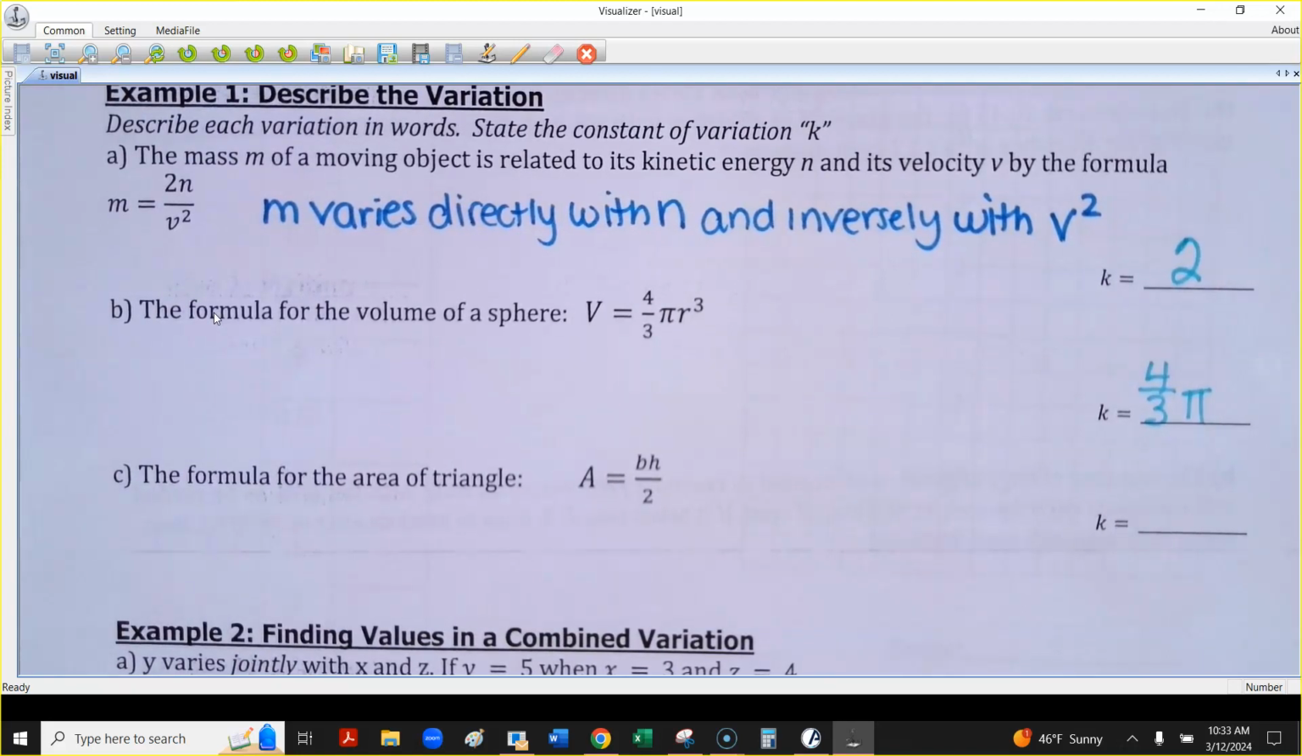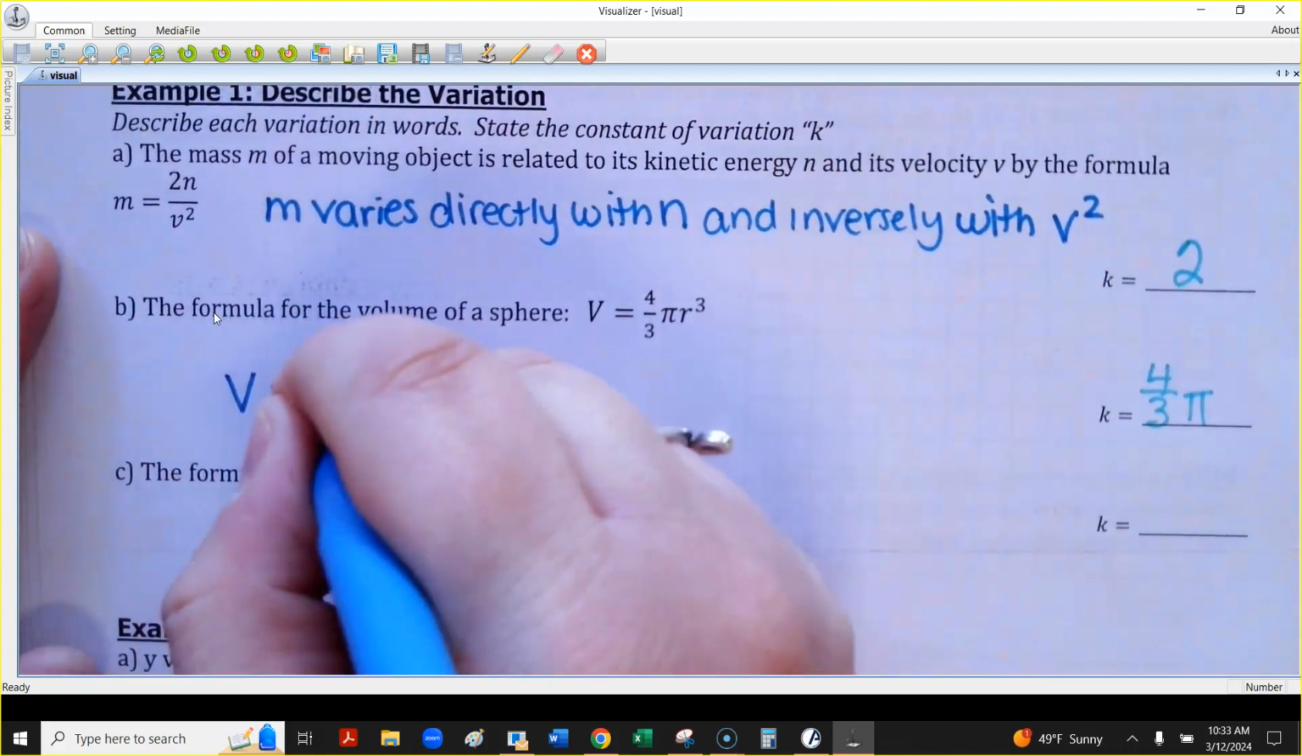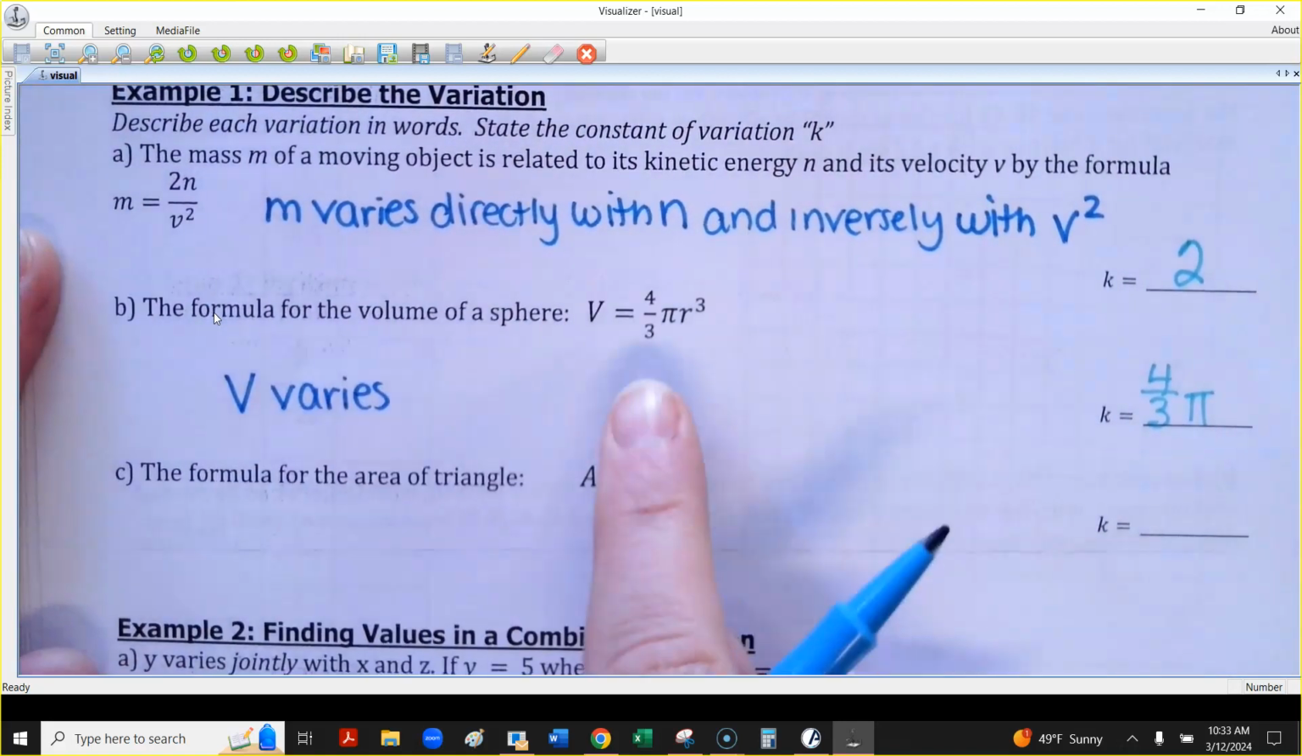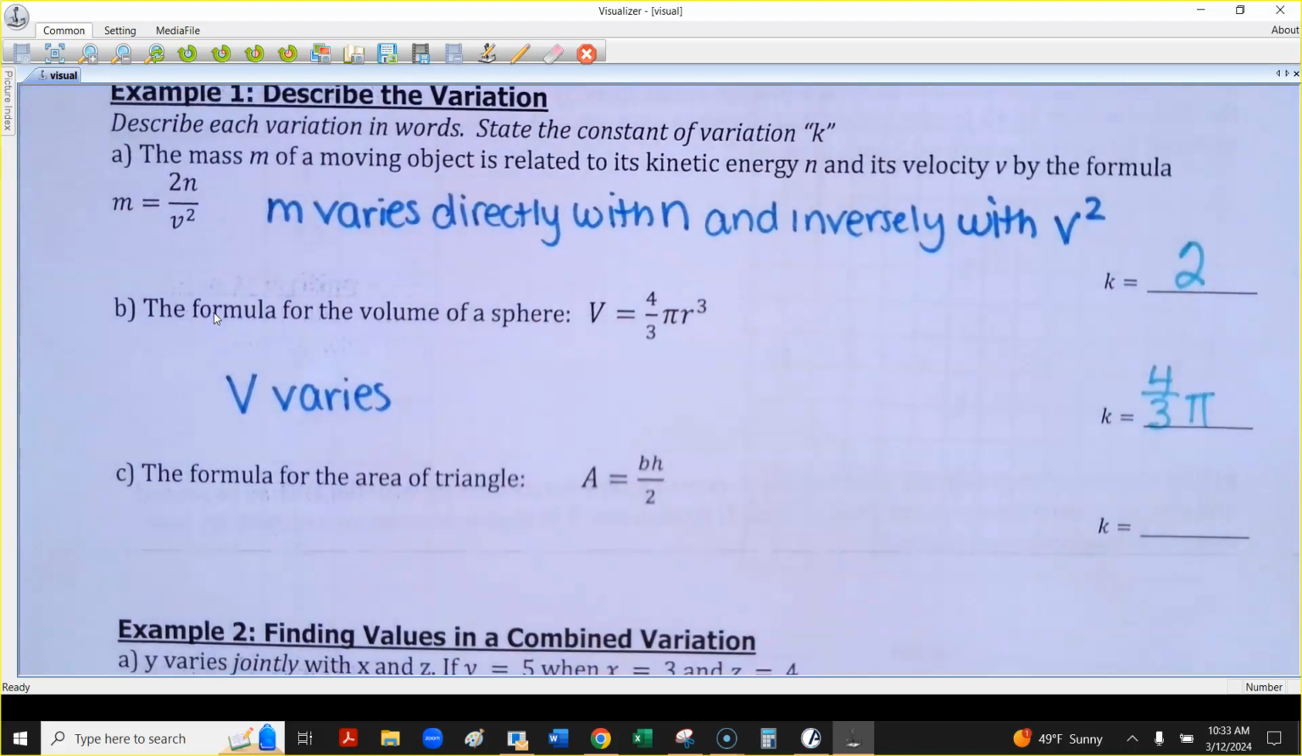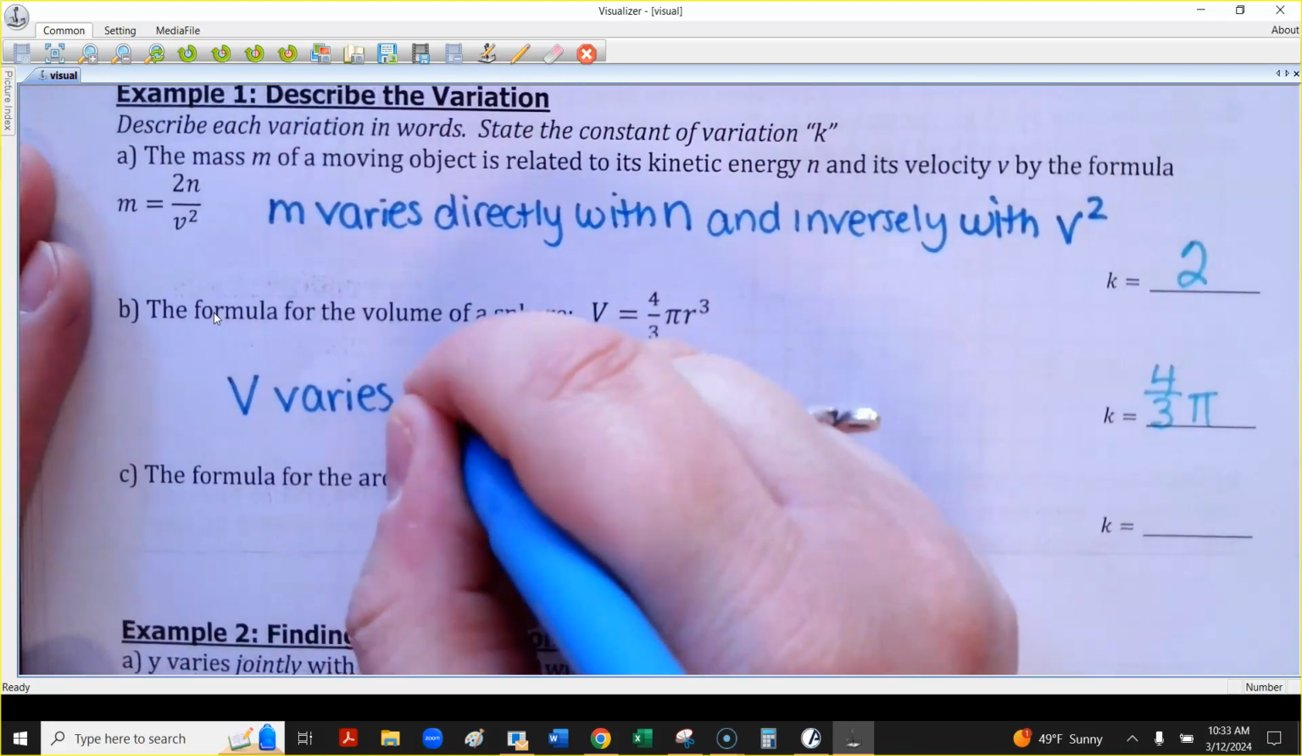So when I describe this, everything's being multiplied here, right? And I'm not trying to be misleading because there's a fraction in there, but there's no variable in a denominator anywhere in that problem. So this would just be like volume. So I'm just going to say v varies 4/3 times pi, that would be your k value. You're just multiplying that by the radius cubed there. So this would be directly.